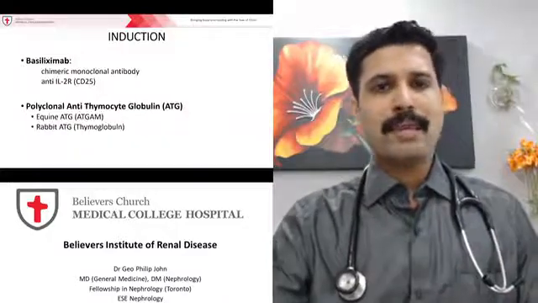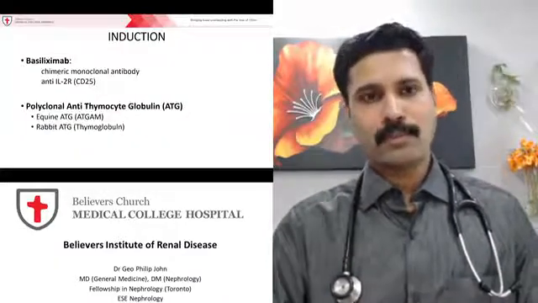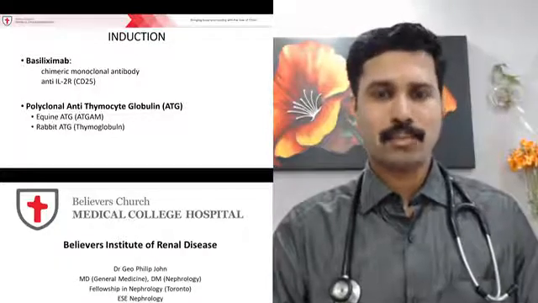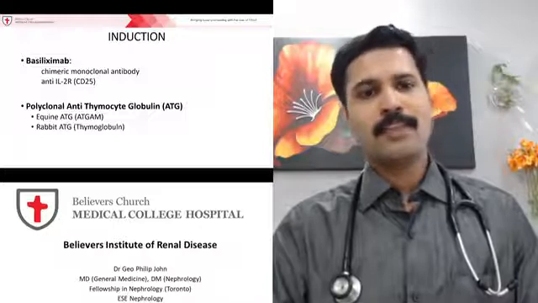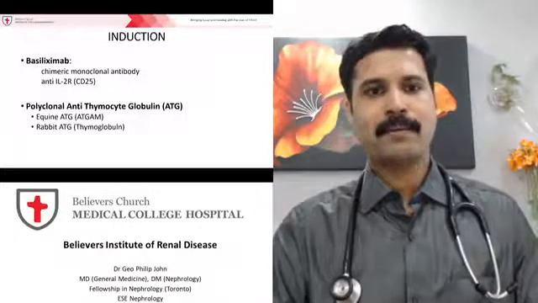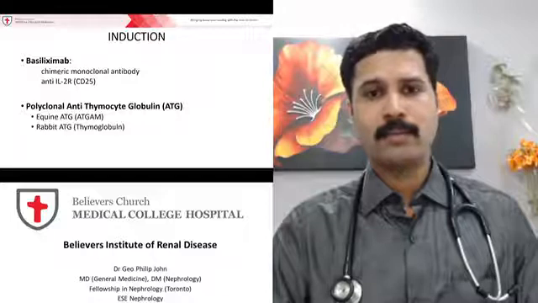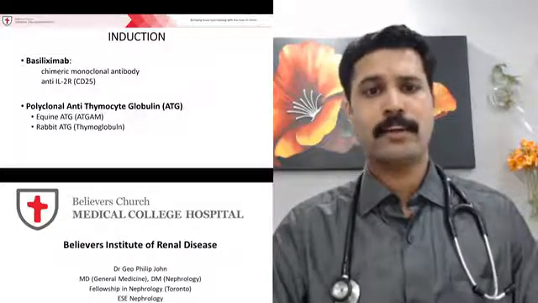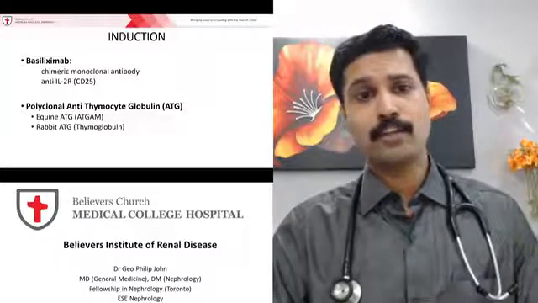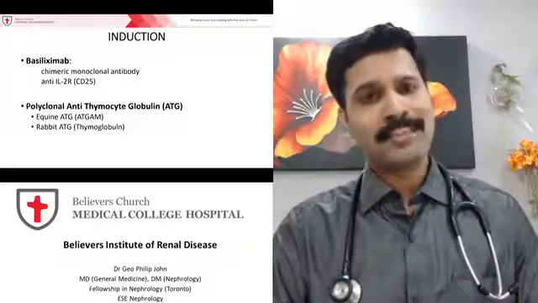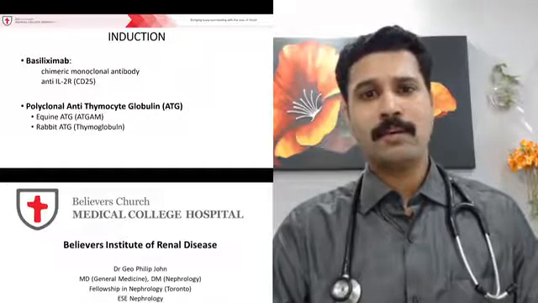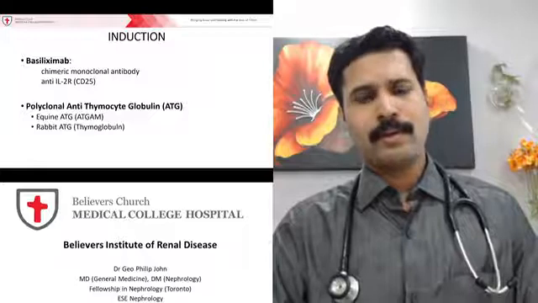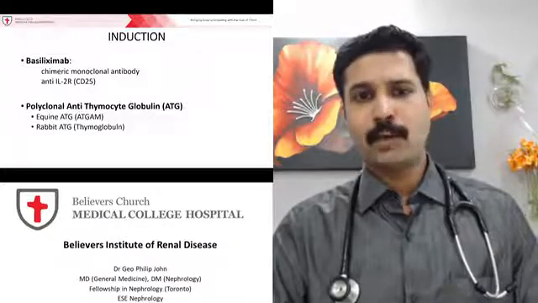There are two main components of immunosuppression. The first one is induction, and the second one is maintenance immunosuppression. For induction, two agents are used: basiliximab and polyclonal antithymocyte globulin or ATG. Basiliximab is a chimeric monoclonal antibody which inhibits the interleukin-2 receptor. It's usually given at a dose of 20 milligram IV on post-op day 0 and post-op day 4. It's a relatively safe drug without much adverse effects.